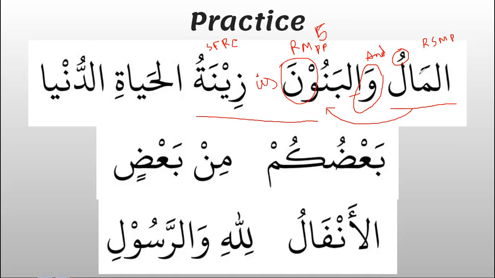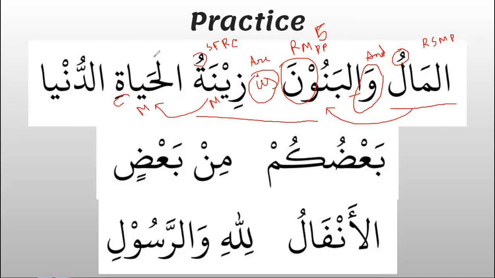So the translation would be: the wealth and the children are. We have to say "are" over here because it is not going to make sense otherwise. So, are. Zinatul hayatid dunya. See, zinatu is light, no alif lam, followed by a word in jar. So this word has a connection with this word: mudaf and mudafilai, right? Mudaf and mudafilai. So this word and this word have a connection.